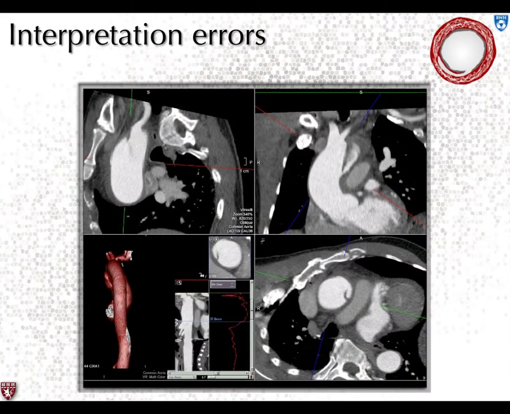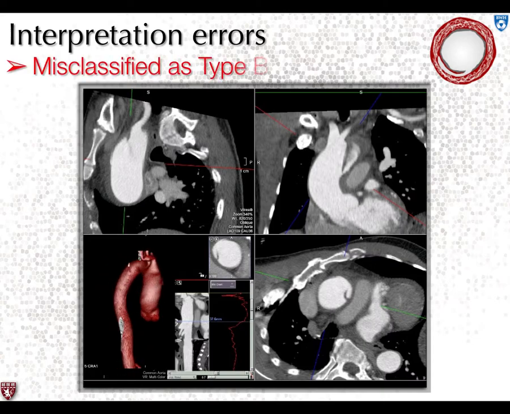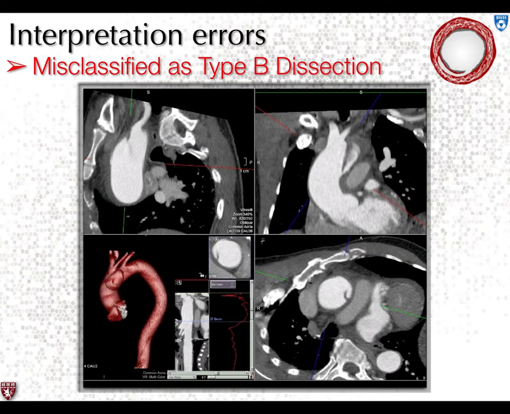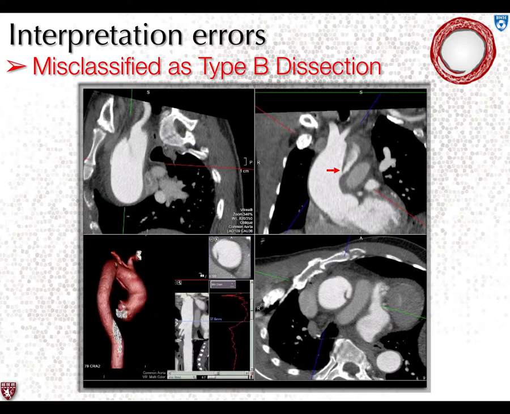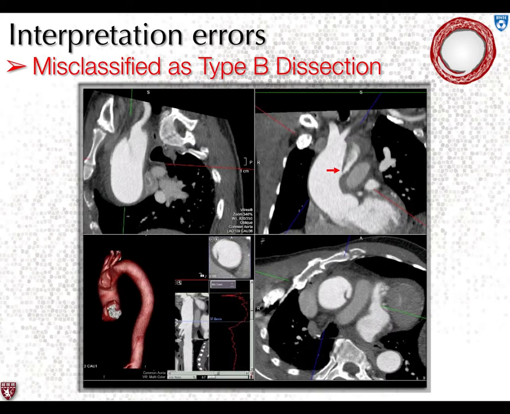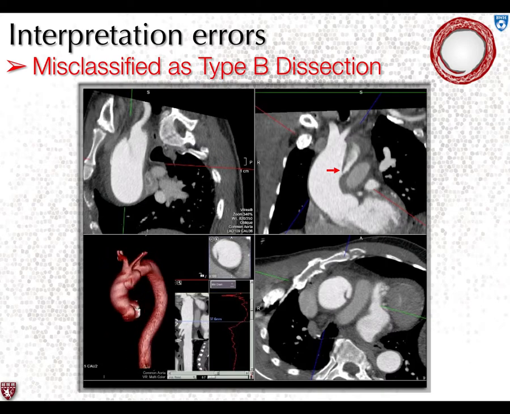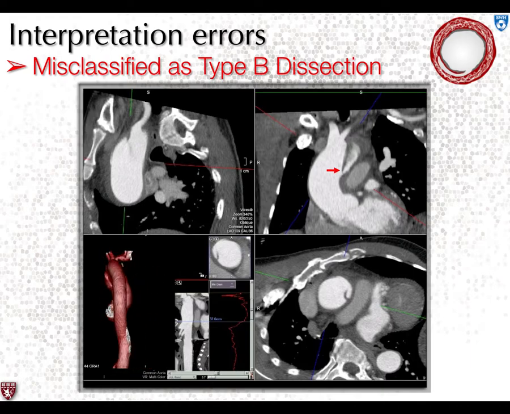Here's an example of an interpretation error. If we take a look, this was misclassified as a type B dissection. If we see the flap here, if you use the 3D workstation, you can see that we're below that level of the brachiocephalic trunk. So this would be a type A. That delayed the treatment for a couple days for this patient.